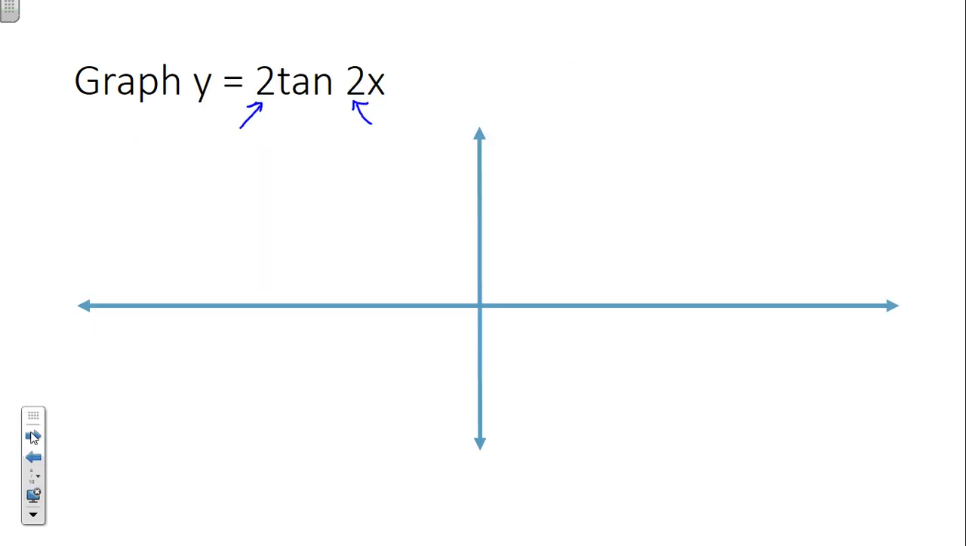All right. What's the other 2 going to do? That's going to be the period. So that's going to change how frequently we get a new tangent curve, or whatever you want to call it, a new iteration of it. So if b is 2, what does that mean? Twice as many in a period. What is the normal period for tangent? Pi, so now it's only going to take half of pi to finish it, right? So we're going to get a complete tangent wave, or tangent curve, in pi over 2, and we'll get 2 of them in its normal pi.